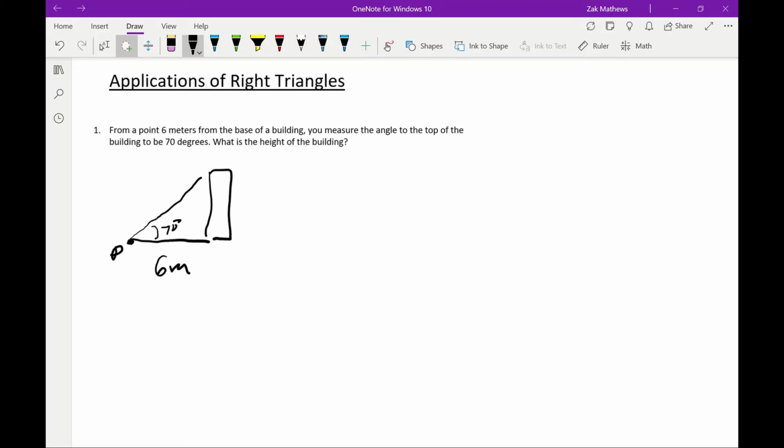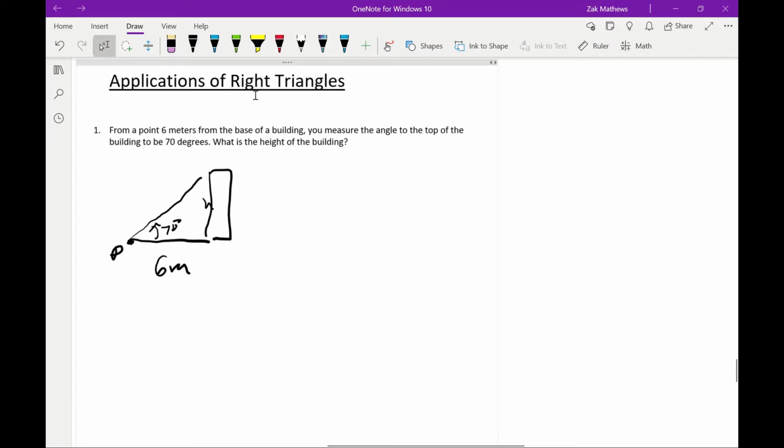So this angle right in here would be 70 degrees. Now this 70 degrees, I've written it as the angle from the point to the top of the building. So always be aware of where you're looking from and to. Some of the most common mistakes I see on these word problems are not about being able to do the math. It's the English, right? A lot of the mistakes are more English based or just not knowing how a sentence structure is working. So always make sure you know what you're looking from and to. So you measure the angle to the top of the building. We're looking from that point to the top of the building to be 70 degrees. It does make a difference. What is the height of the building? So we're looking for this side right here, which I'll label H.